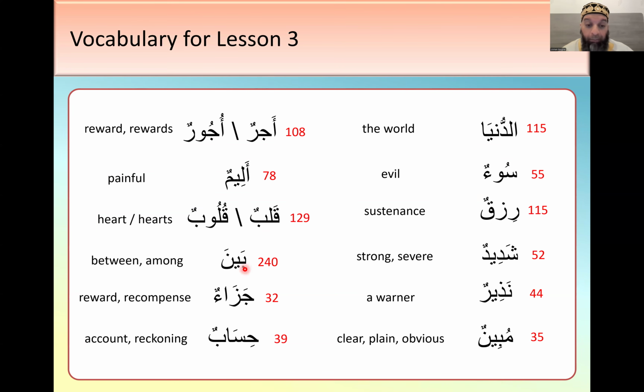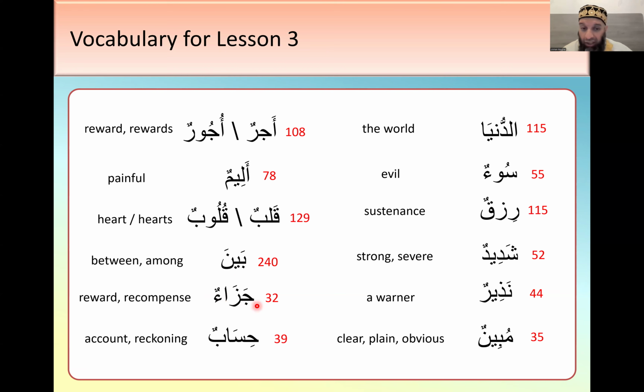Next one, Baina. Baina occurring 240 times. Just got to learn it. Baina, between. If you can go to tanzil.net, type in Baina, it'll give you the verses with Baina written in there, and you can learn it in context if you want. So Baina, between.